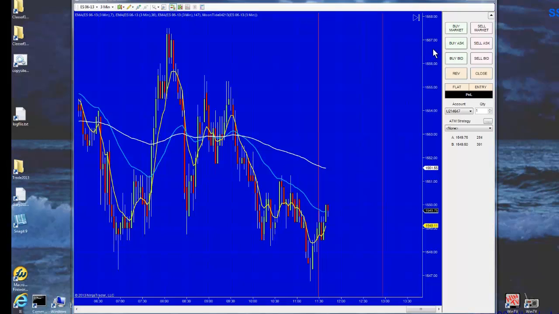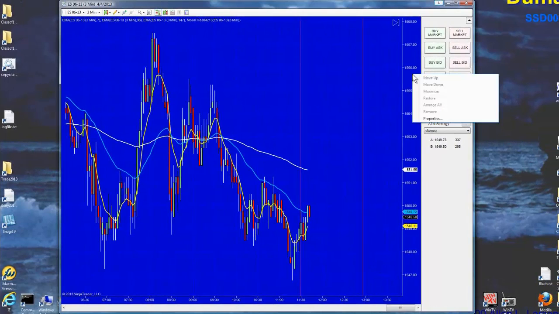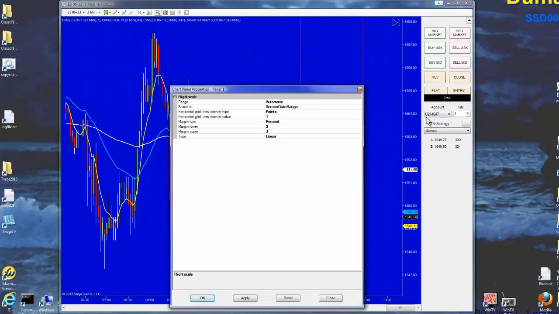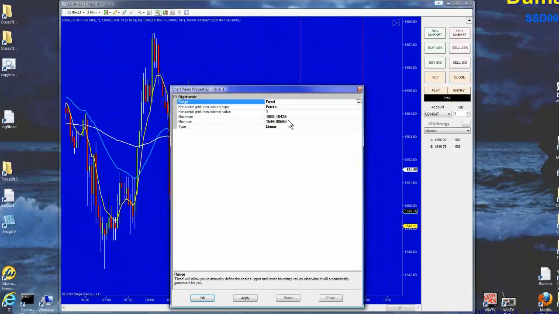If you want to control the scale factor precisely, go on the right side of the chart, right click on it, and select Properties. And there you'll find that the right scale is right now in automatic. You can set it to fixed range, and then you can pick the scaling, and here I'm just going to round off these numbers. 46, and I might make this a little bit higher, 60.